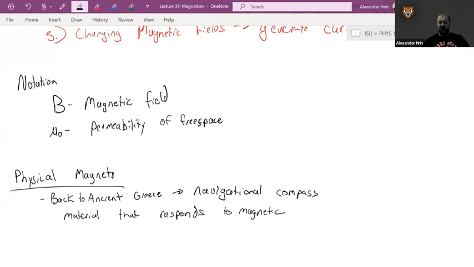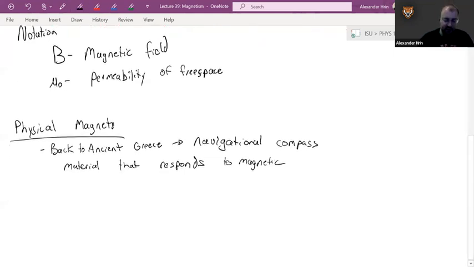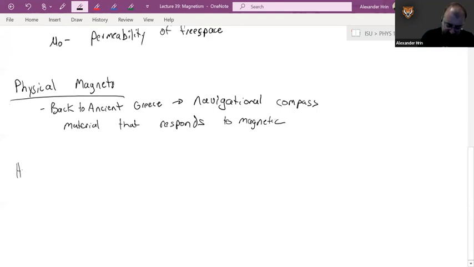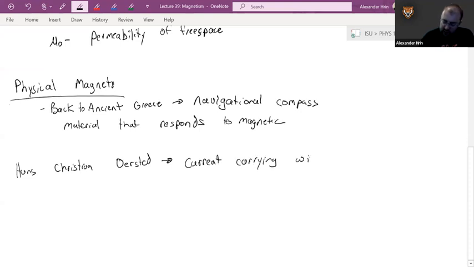Now, we'll get to that in a minute, but it wasn't until people discovered the connection between current and magnetism that these magnetic materials were eventually explained, and I'll get into why that's the case. It was a guy by the name of Hans Christian Ørsted. Hans Christian Ørsted was the one that discovered a current-carrying wire would deflect the needle of a magnetic compass.